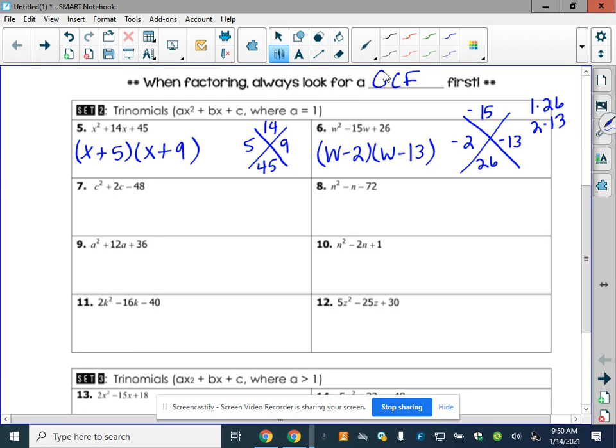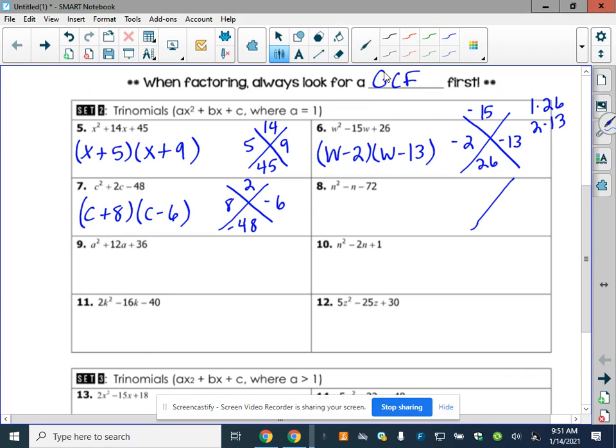Number 7, draw my x, C term is on the bottom, the B term, 2, is on top. I'm looking for what multiplies to negative 48, adds to 2, which is 8 and negative 6. I'll go write my answer. I have c squared, so I start out with c plus 8, c minus 6.